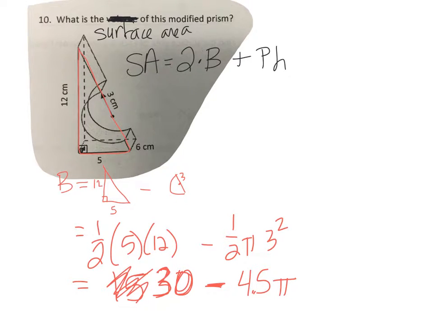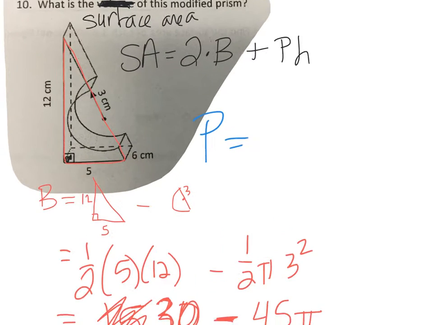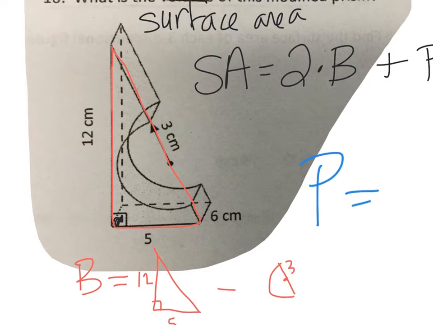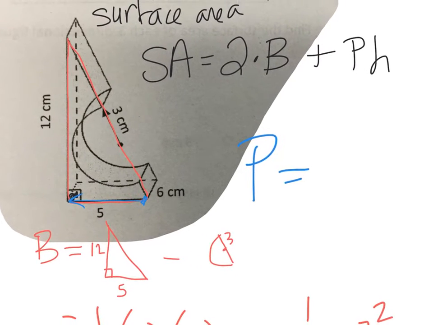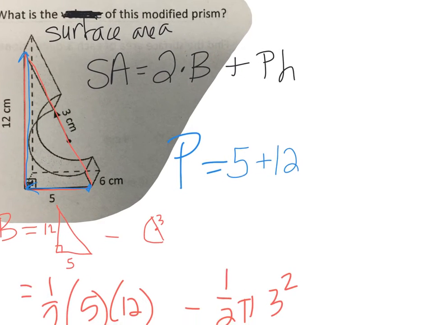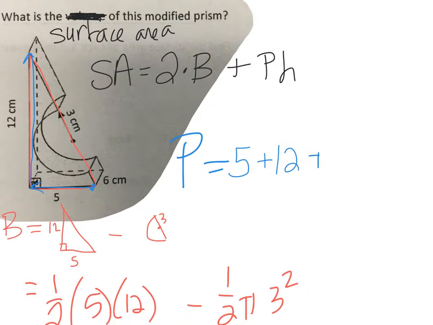Now let's talk about perimeter. Perimeter is the distance all the way around your triangle. So we're going to start here and progress this way. So if I go to the left, I go 5 units, make a right turn and go up 12 units, and then I go a different unit.